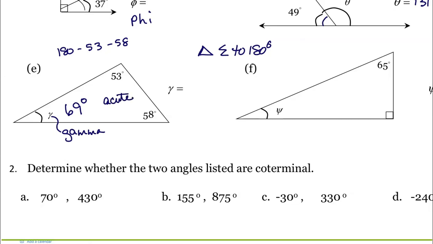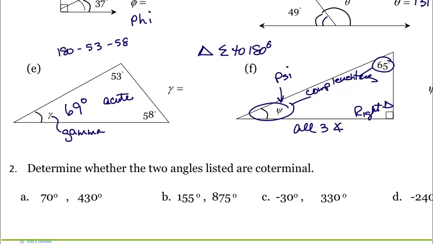Just mentioning that. Okay, so a couple of things are going on with F. First off, it's a right triangle. If you have a right triangle, then you know that these two angles, and this is going to be psi, these two angles right here, this one and this one, are going to be complementary. And all three angles sum to 180. So you can either say, here's your options.